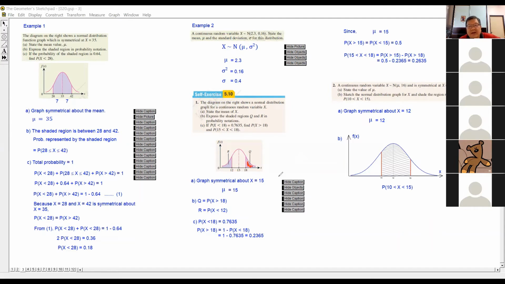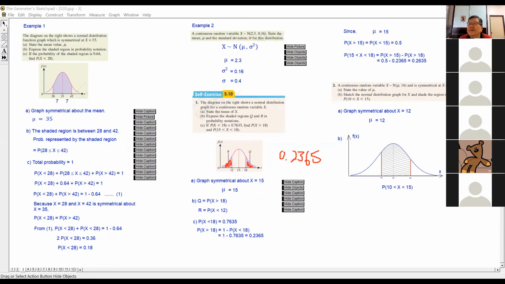It's only this part. Now, because of symmetry, I know that this part also has the same value. So this part and this part are the same, both of them 0.2365. Okay, this part also 0.2365. So the center part, you use 1 minus the two sides. Then you will get the answer, right?